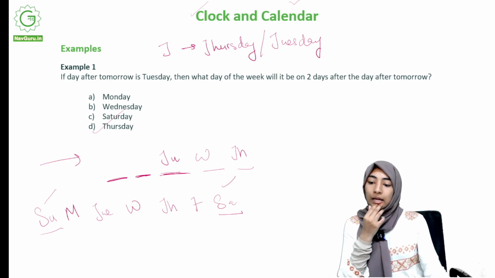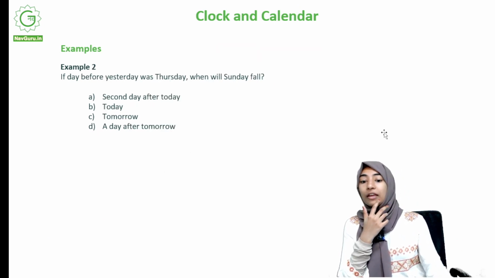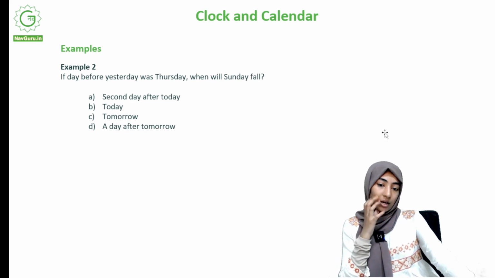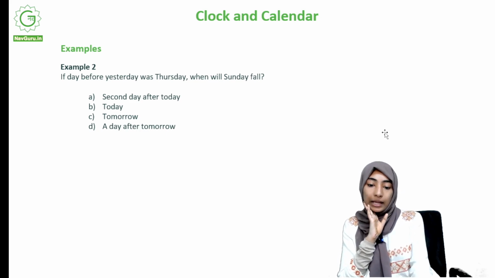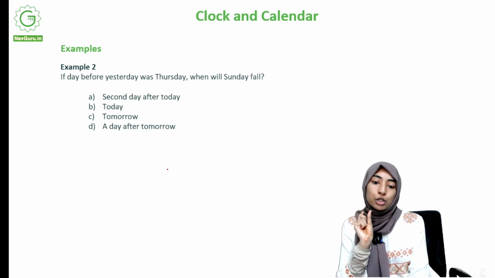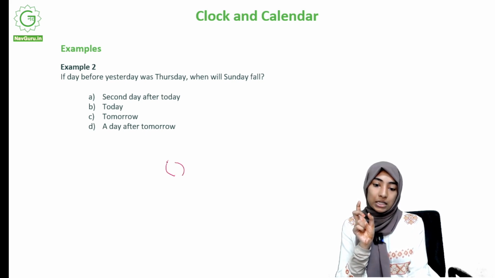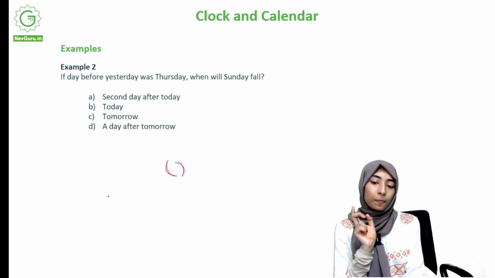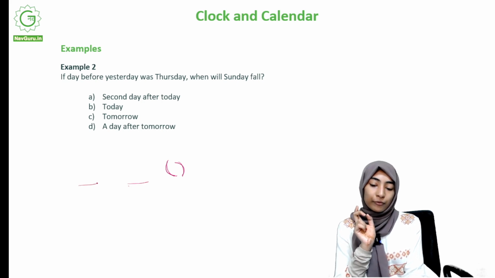Okay, done. Moving on. If day before yesterday was Thursday, when will Sunday fall? Again, just draw today in a bracket. How do we show that it is today? Just let this be today. When you have such a bracket, let this mean today. This is yesterday, this is day before yesterday. Day before yesterday was a Thursday.